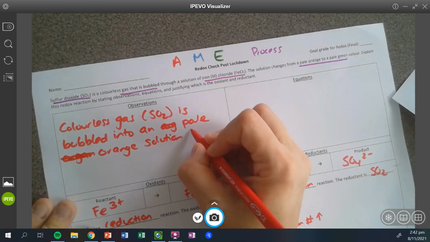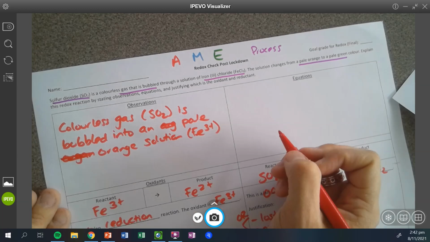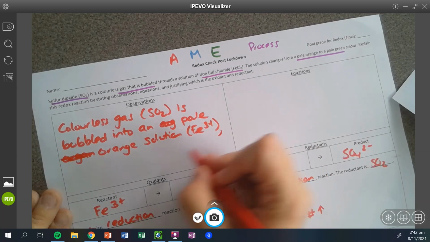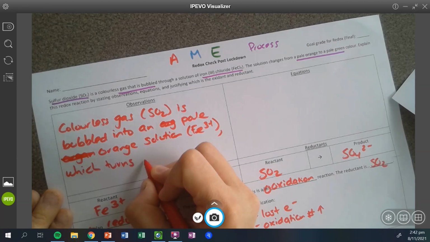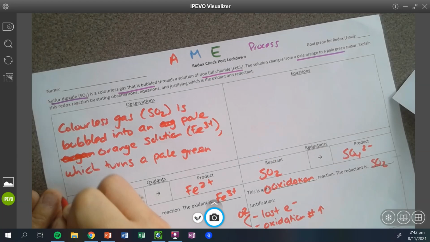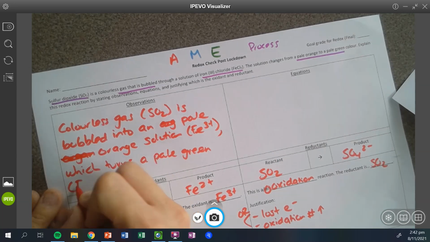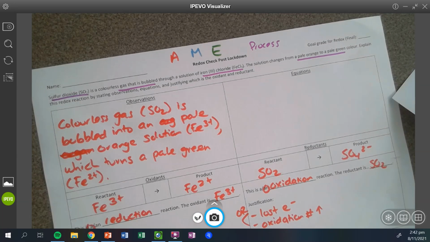Again, tell me into a pale orange solution, which turns a pale green. Which is iron 2. Cool? All right, that requirement is done.